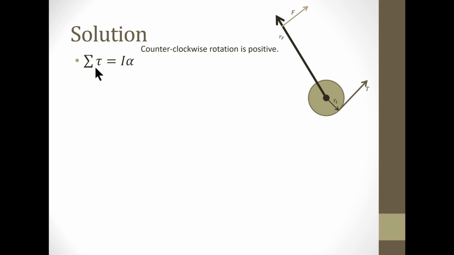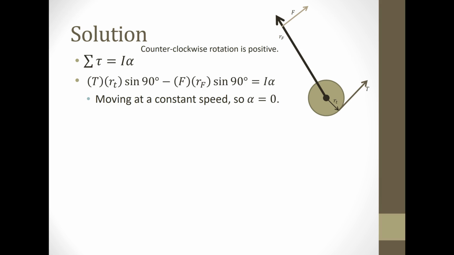We are looking at the fact that the sum of torques is equal to I, which we haven't talked about yet, but it's that mr squared, times alpha. Because we are looking at the fact that this is going to be moving at a constant rate, right? Our net torque is going to be 0. The right-hand side is going to turn to 0 because our acceleration is 0. So we don't really care what I is just yet.